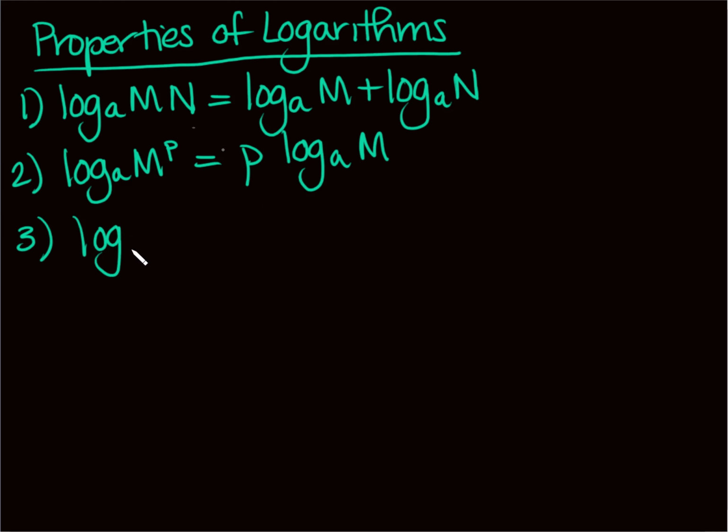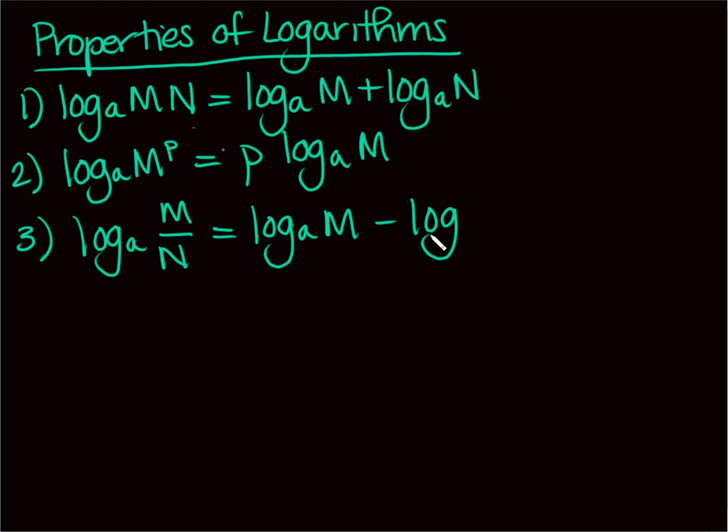Third, if I divide, log base a of m divided by n, what does that become? The quotient rule tells us it becomes subtraction. Remember, these are all exponents, so this should make sense. Well, maybe. Log base a of m minus log base a of n.